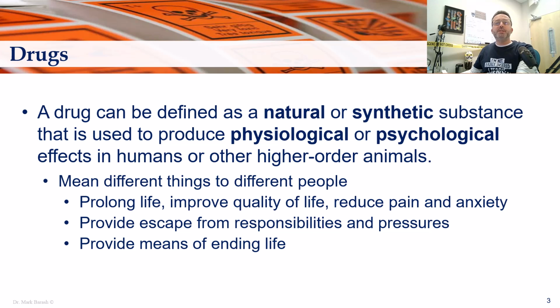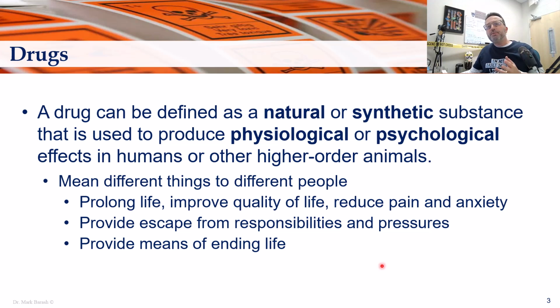So what is the definition of a drug? A drug is a natural or synthetic substance that is used to produce physiological, psychological effects in humans or other higher order animals. And drugs generally may have different effects on people.